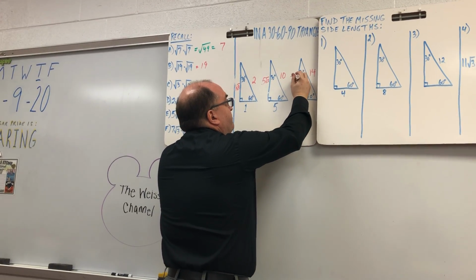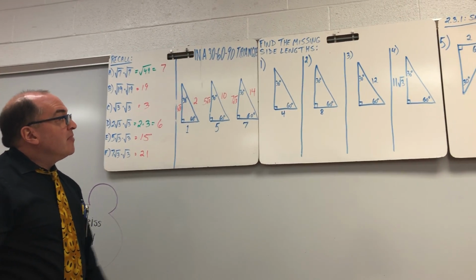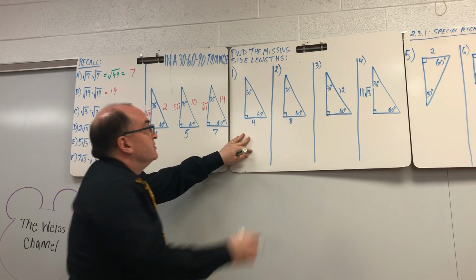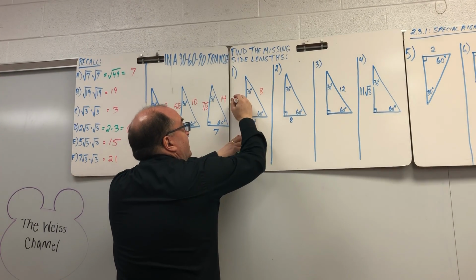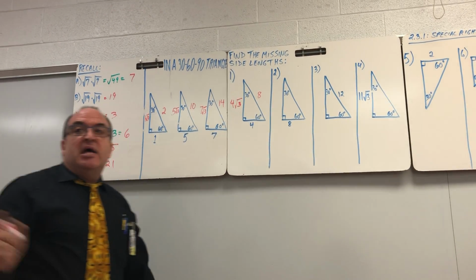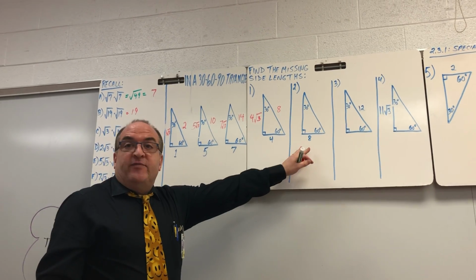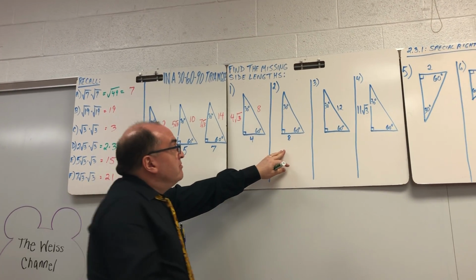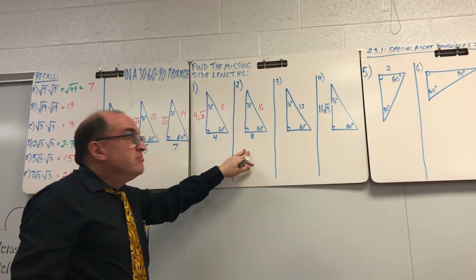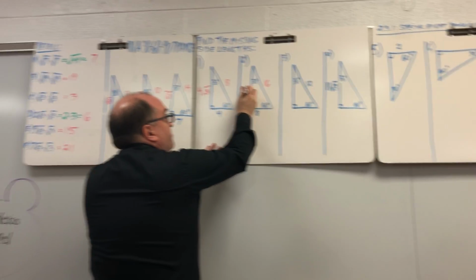Okay? Find the missing lengths. If this is 4, this is 8, this is 4 square root of 3. If this is 8, the hypotenuse is 16, and the long leg is 8 square root of 3.